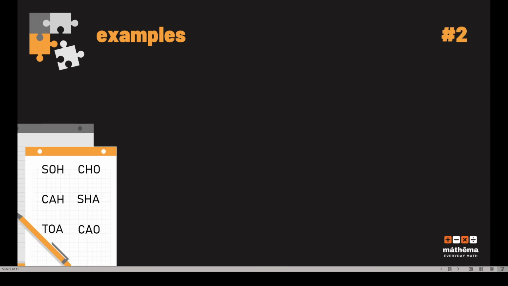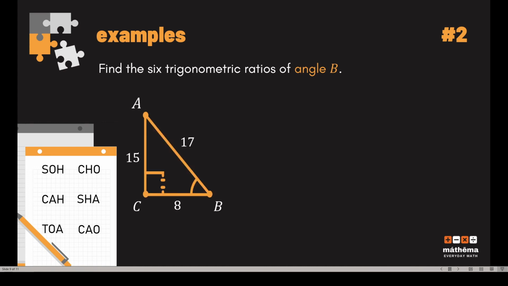Let's have example 2. If you want to try this problem, you can simply pause this video and proceed after you're done answering. Find the 6 trigonometric ratios of angle B. So this will be our right triangle ABC. Hypotenuse is 17, the altitude is 15, the base is 8. So what are the 6 trigonometric ratios of angle B?